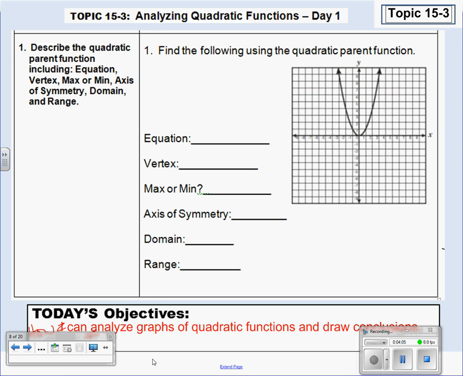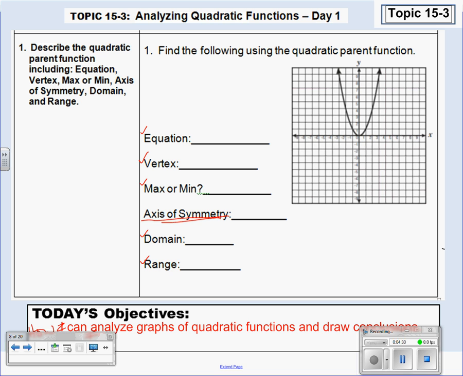It's helpful if you have your previous day topics out so you can refer back to them if you need some help. Because notice we are still dealing with the quadratic function. From your previous topics, you should be able to tell me what's the equation, what's the vertex, what's the domain, and what's the range. You can probably tell me the maximum or minimum because some of you have figured that out. The only thing that is new is this axis of symmetry.